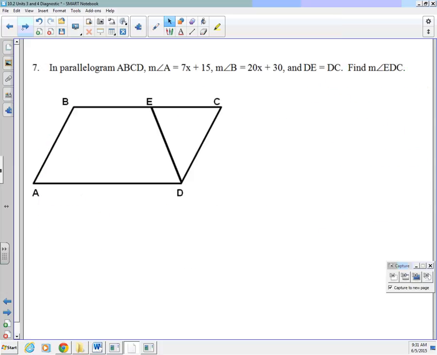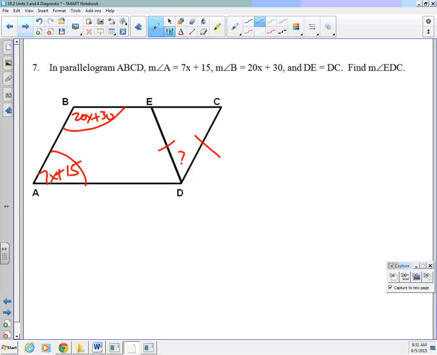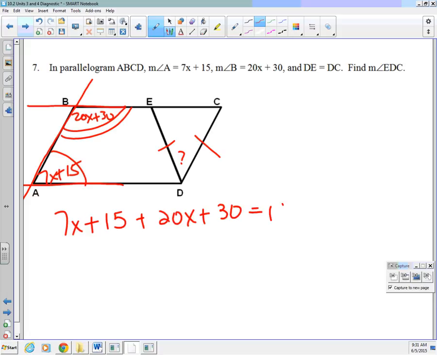Okay. Number 7. In parallelogram ABCD, the measure of angle A was 7x plus 15. The measure of angle B was 20x plus 30. And DE is congruent to DC. I ultimately want to find angle EDC. So I know I have an acute angle and an obtuse angle in a parallelogram. This is the same as 2 parallel lines cut by a transversal. Those angles are supplementary. So I have 7x plus 15 plus 20x plus 30 equals 180.